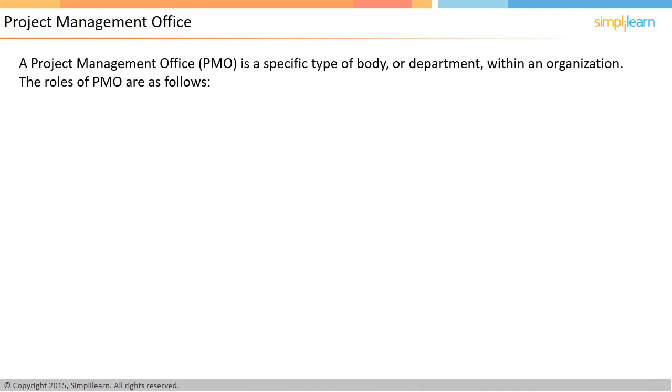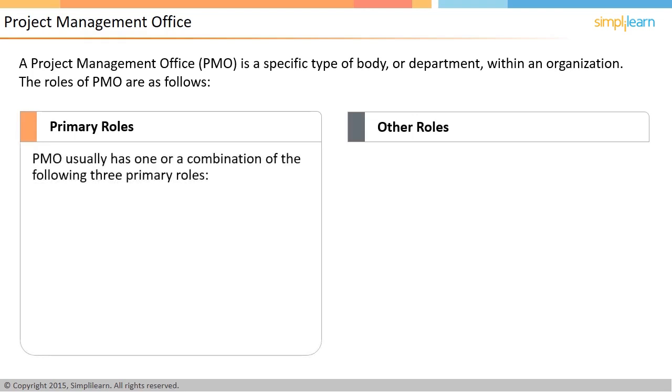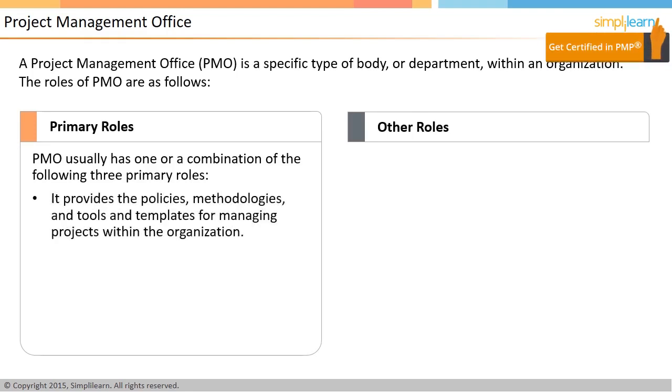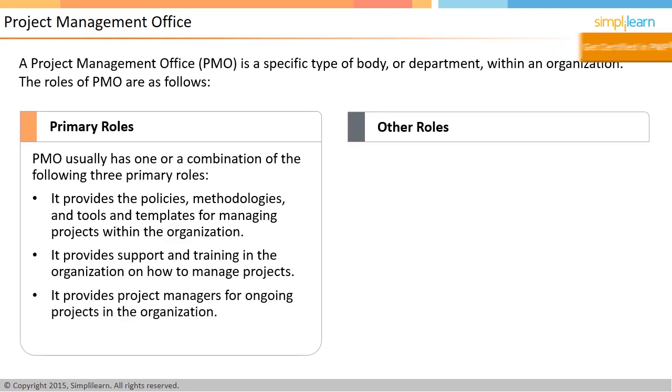Project Management Office, or PMO, is a specific type of body or department within an organization. PMO performs several roles in the organization, and these can broadly be classified as primary roles and other roles. Typically, the PMO may take up any one or a combination of the three primary roles. It provides the policies, methodologies, and tools and templates for managing projects within the organization. It provides support and training in the organization on how to manage projects. And finally, it provides project managers for different ongoing projects in the organization.